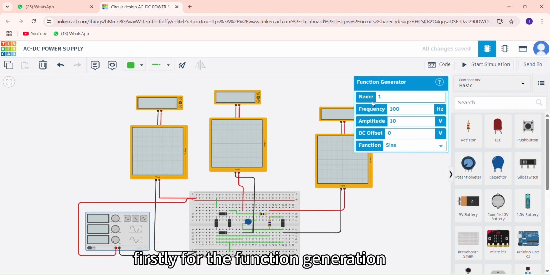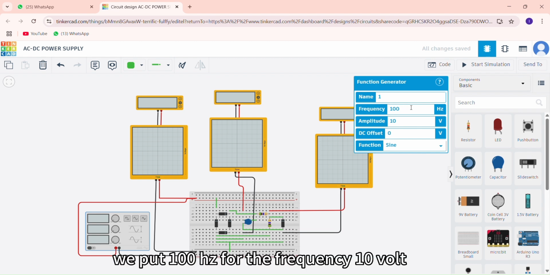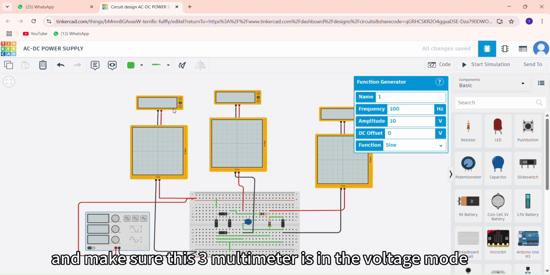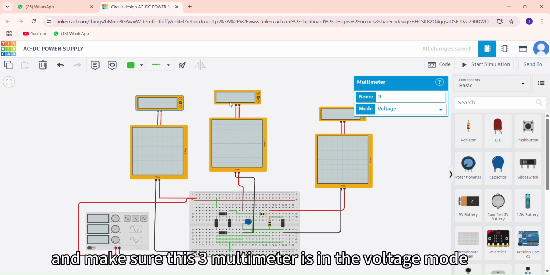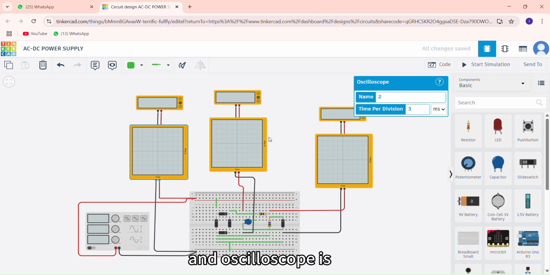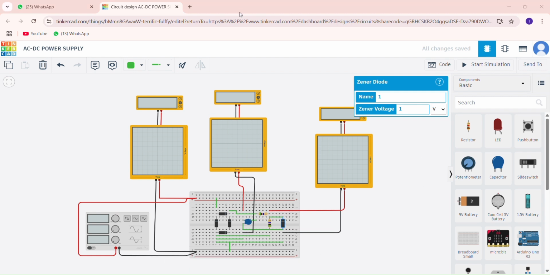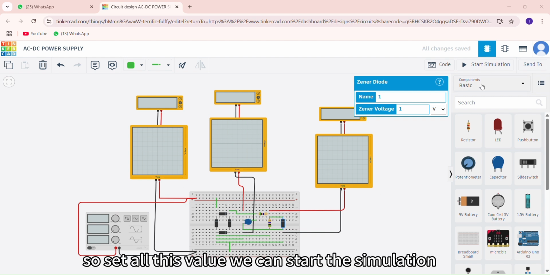Firstly, for the function generator, we put 100 Hz for the frequency, 10 V for the amplitude, DC offset 0 V, and the function we use is the sine function. And make sure the 3 multimeters are in voltage mode, and the oscilloscope is set to 3 ms time per division. Set the resistors: the 2 resistors are 15 megaohm, and the Zener diode is set to 1 watt. So with all these values set, we can start the simulation.